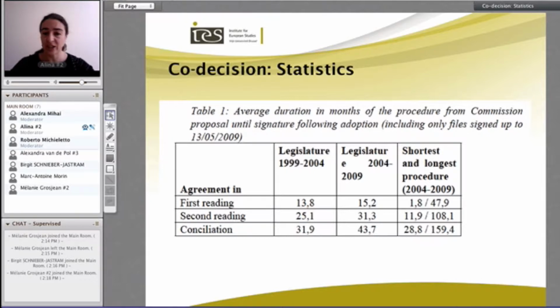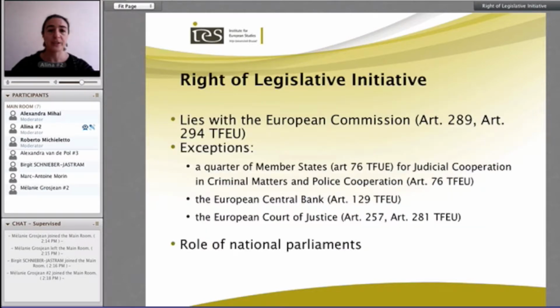In conciliation, that's the last stage we said, this is quite a problematic stage. They can last up to 159 months, which is quite a lot. That's about 11 years or so. And here you can ask yourself questions of how relevant can legislation be after 11 years of adoption process. So much about the statistics.